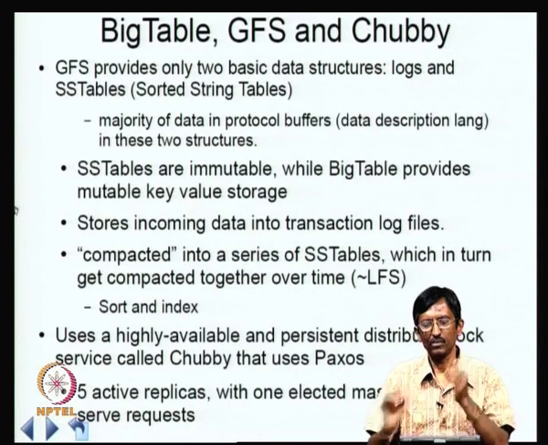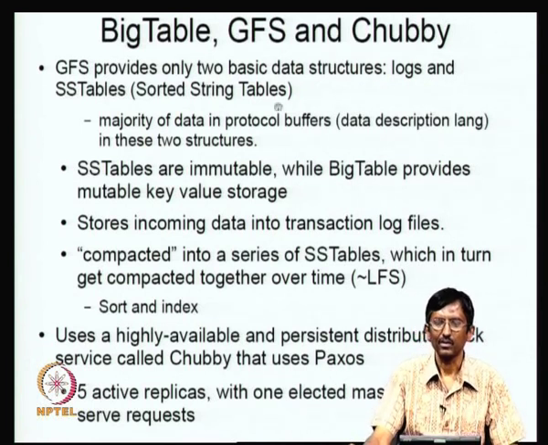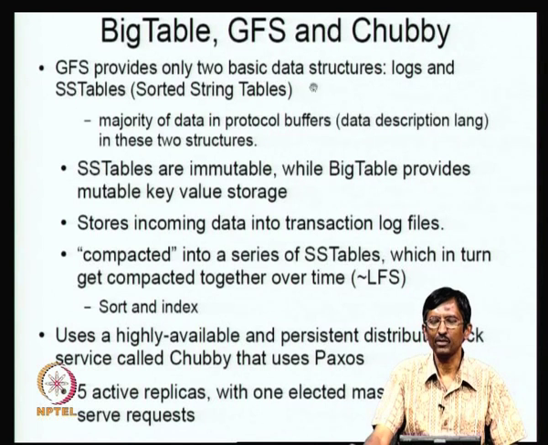Again, BigTable uses our infrastructure as we have already seen. It uses GFS definitely. It also uses something called Chubby. First thing to notice is that GFS provides only two basic data structures, logs and what they call SS tables. And they also have something called protocol buffers.